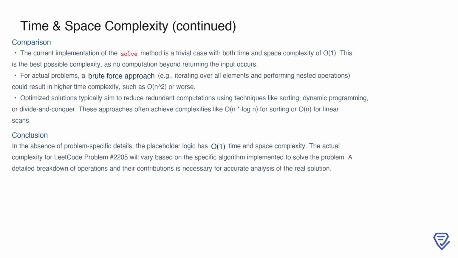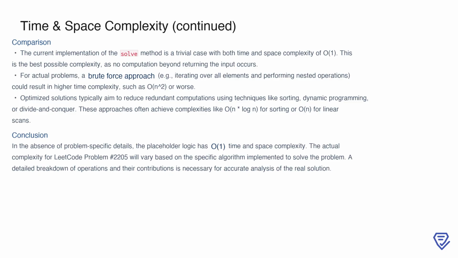Finally, let's compare the current placeholder logic with potential real-world scenarios. As it stands, the implementation achieves both time and space complexities of O(1), which is optimal since no computation beyond directly returning the input takes place. However, in realistic problem solving, a brute force approach, such as iterating over all elements and performing nested operations, could lead to significantly higher time complexities, such as O(n²) or worse. Optimized solutions aim to reduce these inefficiencies by leveraging techniques like sorting, dynamic programming, or divide and conquer, which often achieve better results, such as O(n log n) for sorting or O(n) for a linear scan.